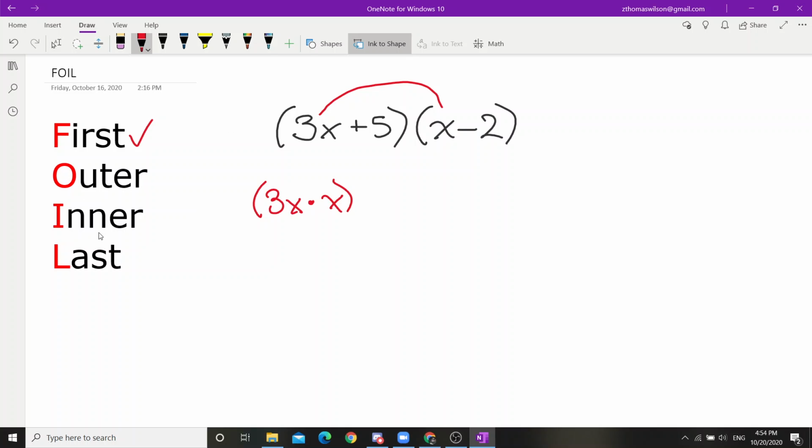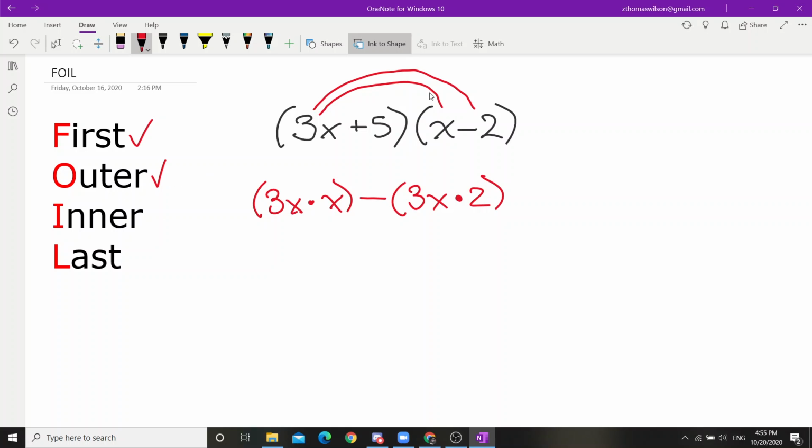And then we do outer. Now, if we mark the center like that, these are going to be the innermost numbers, and these are going to be the outermost numbers because they're furthest to the left or right. So 3x and negative 2 are the outermost numbers. So you distribute to there, and I'm going to put minus because we have a negative right there. So that's going to be minus 3x times 2. So that's checked.